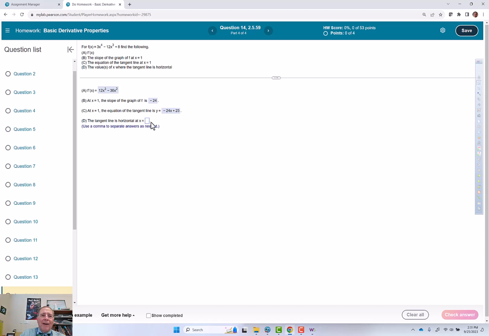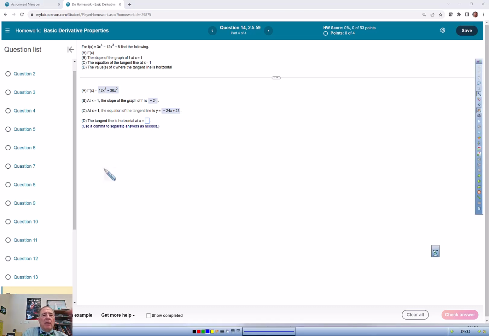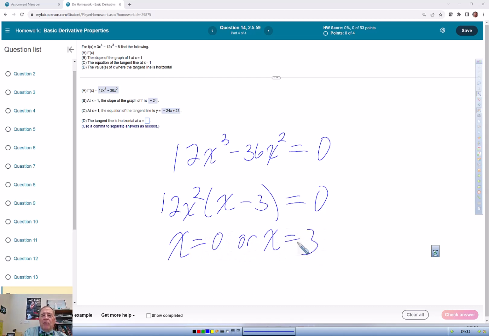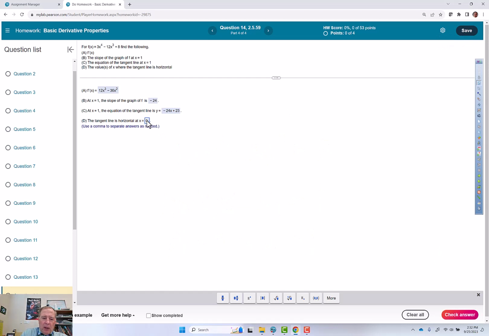And it says the tangent line is horizontal at x equals. So we want where the slope will be 0. This f prime of x function will give us the slope, so we need to set it equal to 0. I can factor out 12x squared from both of these terms, which leaves me with x minus 3 equals 0, and this is squared. So x equals 0 or x equals 3 are our two solutions.